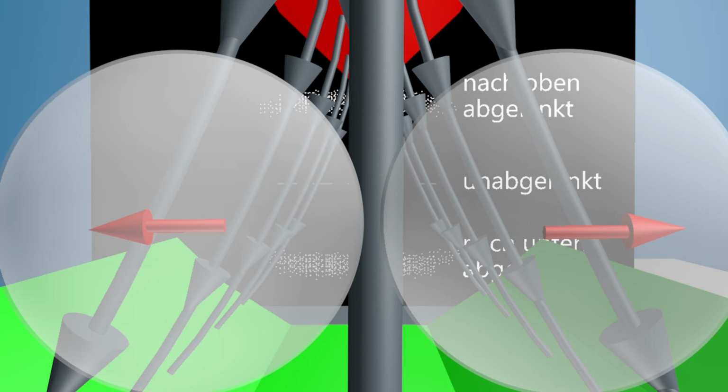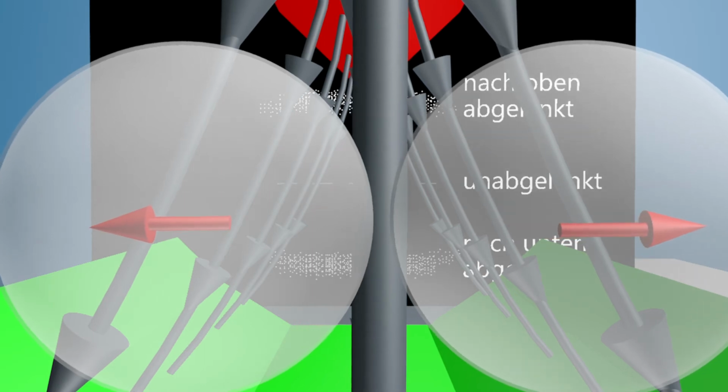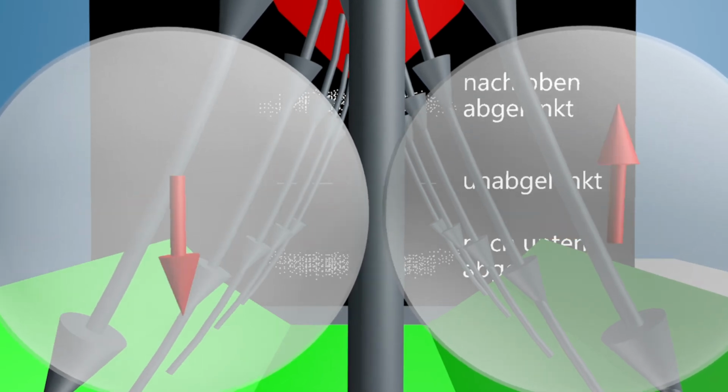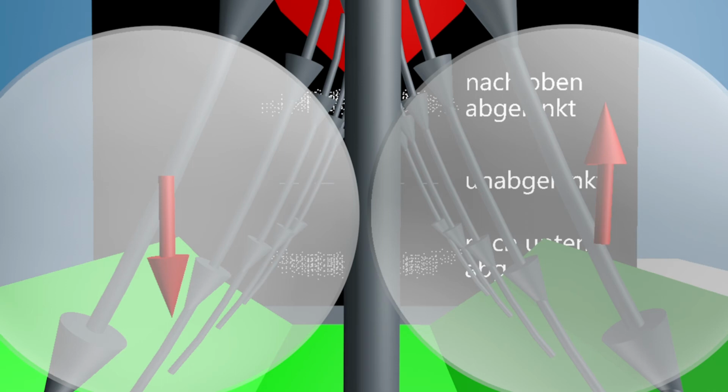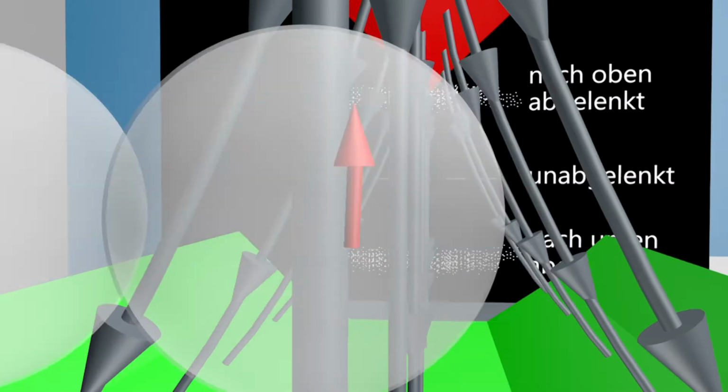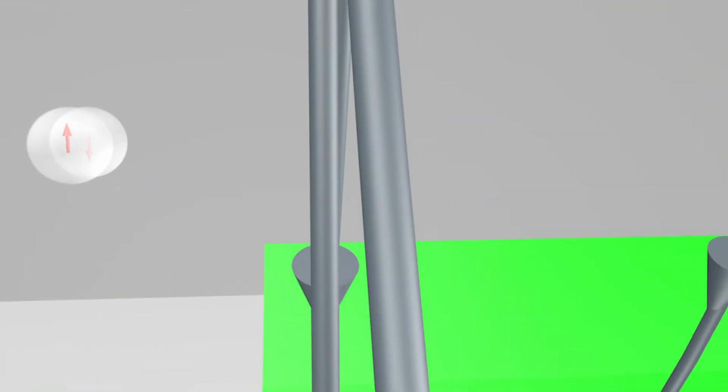Before entering the magnetic field, the spins are oriented in all possible directions. When entering the magnetic field, the spins align with the magnetic field. In this case, the spin of the left electron points in the same direction as the magnetic field, and the spin of the right electron points in the opposite direction. An atom that consists only of paired electrons is not deflected in the magnetic field.